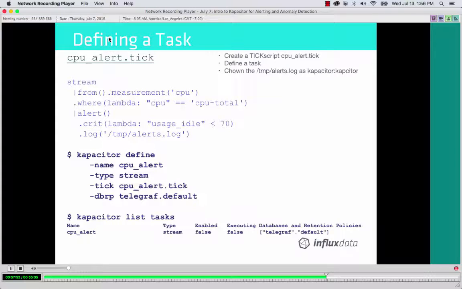Now that we have the task defined, that's all that's up there, we can list the tasks. So I can say kapacitor list tasks. And when I do that, I should see this output at the very bottom here, which is name, type, enabled, executing, database and retention policy. And I should see cpu_alert, stream, false, false, telegraf.default. So it's not enabled, it's not executing, it's a stream, and it's called cpu_alert.